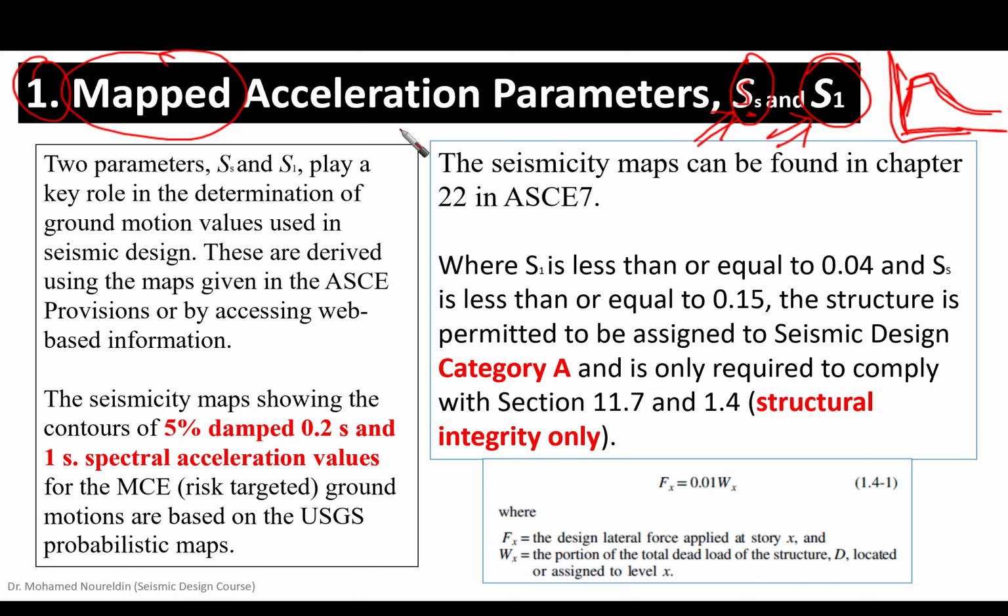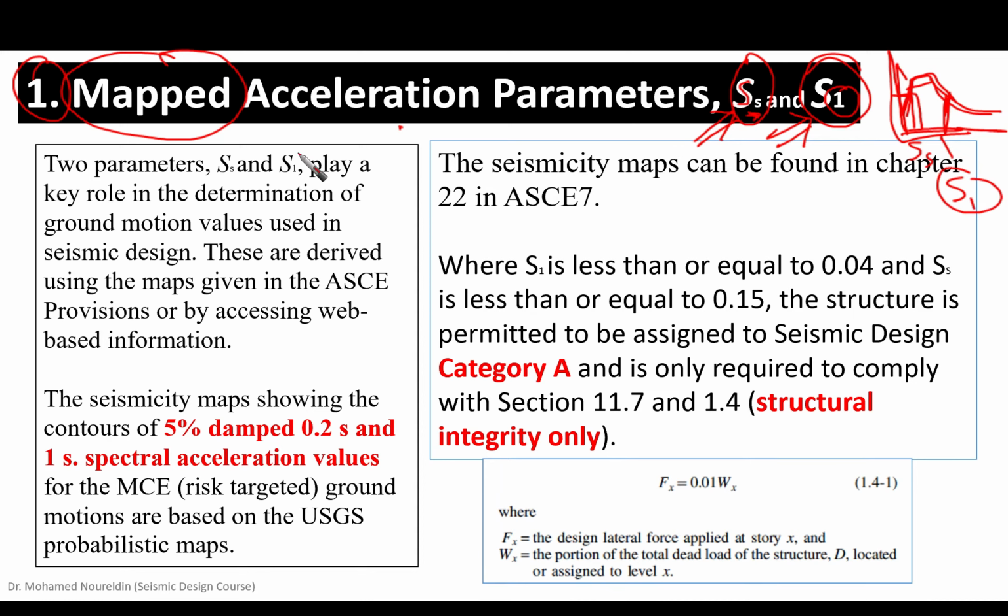Mapped acceleration parameter, or the mapped spectral acceleration, at short period. So S stands for short and 1 stands for at 1 second. So we're going to give some value at short period, S sub S, and another value at S sub 1. Okay, so they are two parameters.